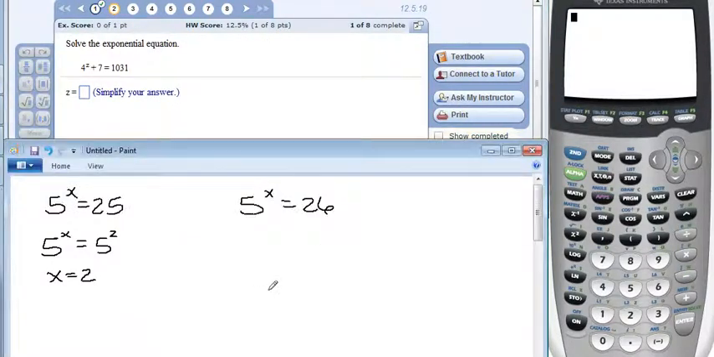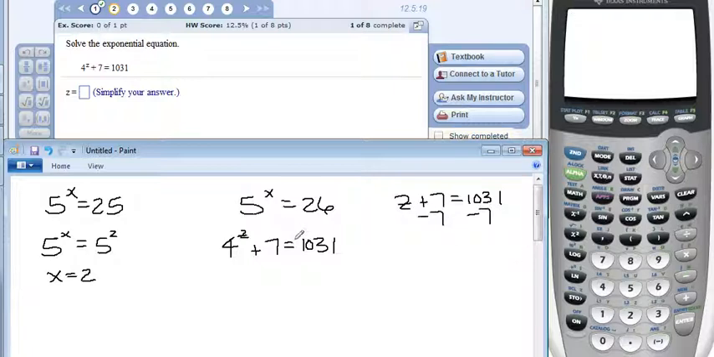Okay, so let's start on this one. This one I think turns out to be nice and easy. I'm going to pretend like I'm solving for z. I've got 4 to the z power, so it's like if I had z plus 7 equals this. What would I do if I was just solving for z? I would subtract a 7 across. I'm going to do the same thing here. Nothing's changed, even though it's not a z, it's a 4 to the z. It doesn't really matter.